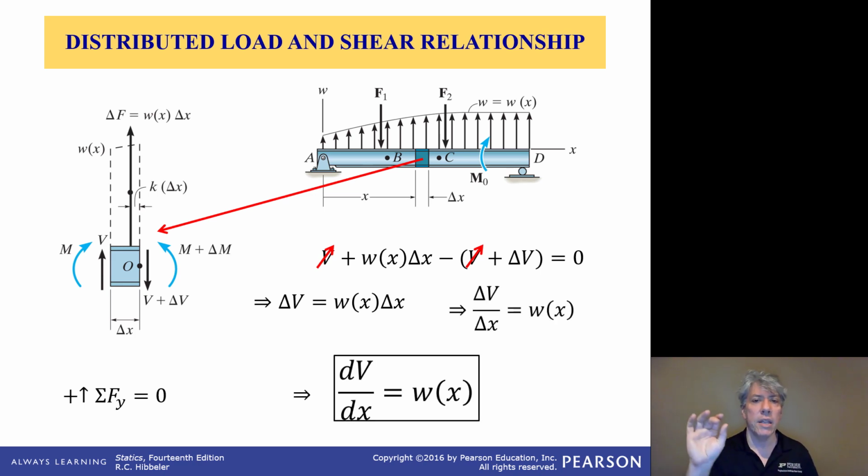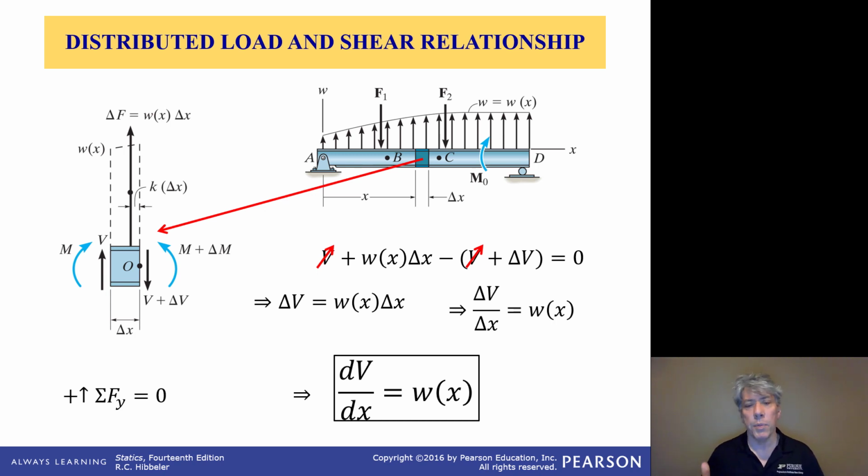What we're going to do is take the delta x and divide delta V by it. In other words, we're going to divide both sides of the equation by delta x, by the length of this little sliver. So what we've got is that the ratio of the change in the shear to the length of this little segment is equal to the distributed load.